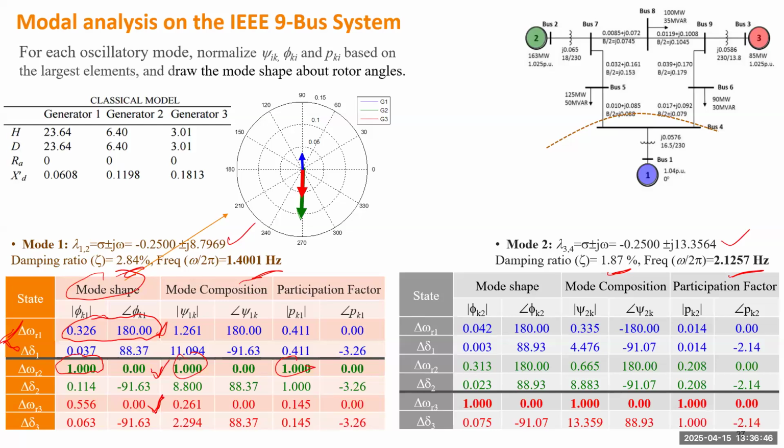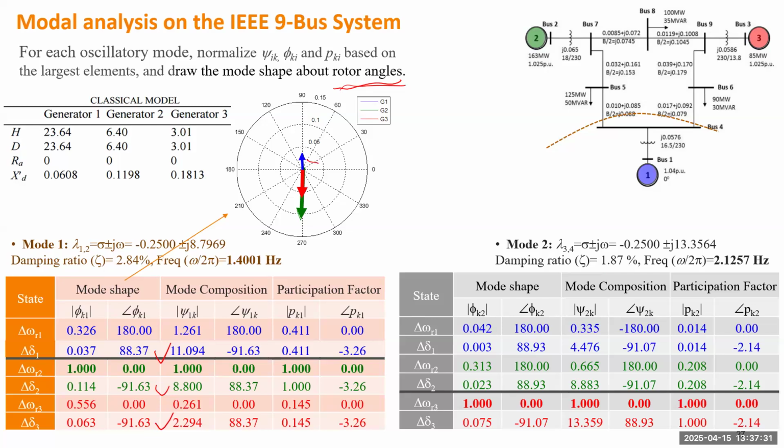Similarly, you can create this table for the second mode based on the eigenvectors. The black line indicates generator 3 is oscillating against generators 1 and 2. That can be verified by angle, because the angles are 180 degrees, 180 degrees, and 0. Here the angle I used is from frequency, but the question asks you to draw the mode shape based on rotor angle. So we need to pick the angle from there, but that will give you a similar result.